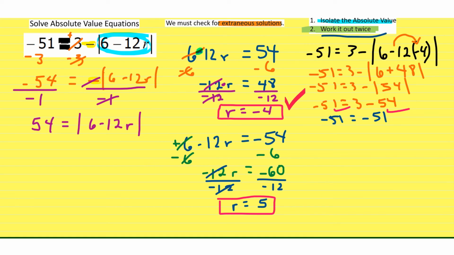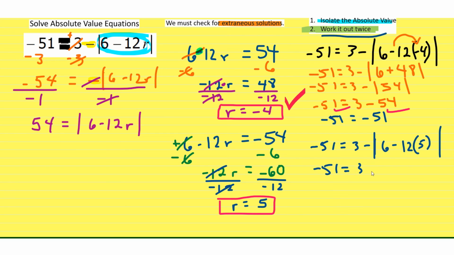Okay, so now let's try the second solution. My answer for the second part of working it out was r equals 5. So I'm going to work it out with a 5 in place of the r. So negative 51 equals 3 minus the absolute value of 6 minus 12 times 5. And that's an absolute value, so I'll make sure that that's clear.